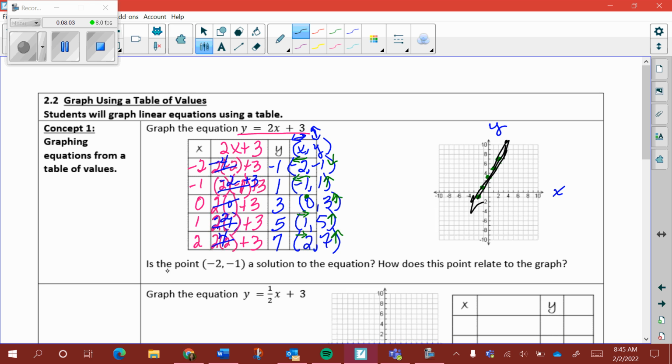Now, I'm going to ask, is this point a solution? Is it on the line? Well, look, I already used a negative 2. So here's my negative 2. Negative 2 gave me negative 1. So is that what I got? Yes, they're the same. So is it a solution? Yes. And how does it relate to the graph? It's on the line.